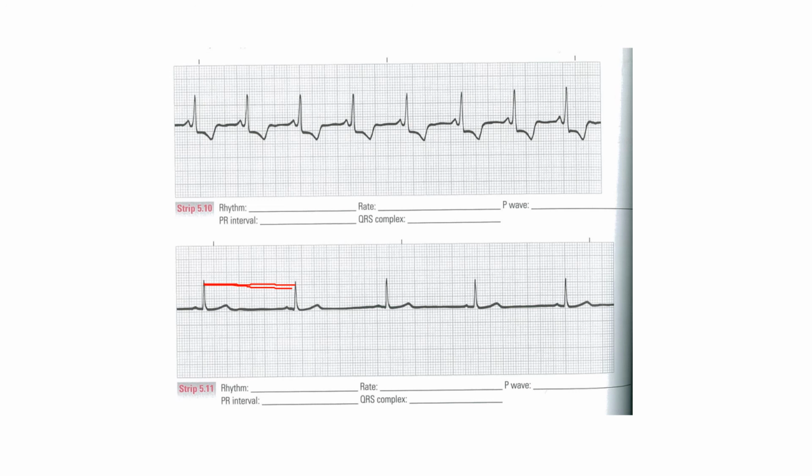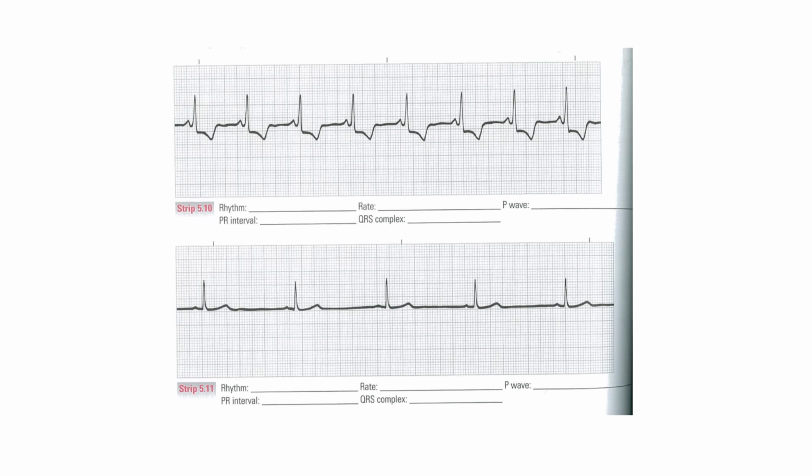So your rate is regular, and your heart rate is about 36 or 40-ish. If you use the 6 second method, you would count only 1, 2, 3, 4 complexes. So you can say it's around 40, or 36 is more exact. And when you look at your P waves, they're all upright, they all look the same.